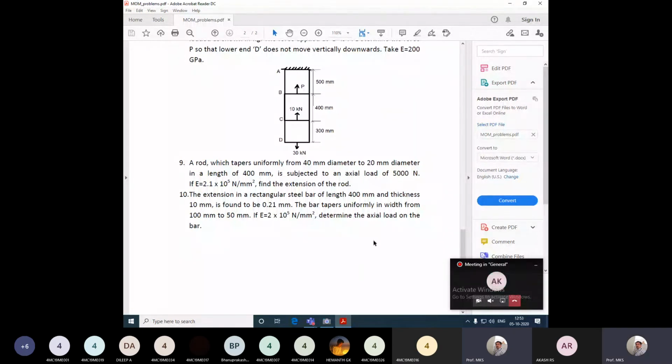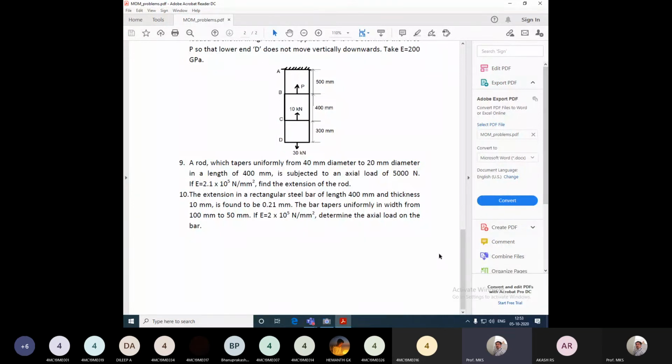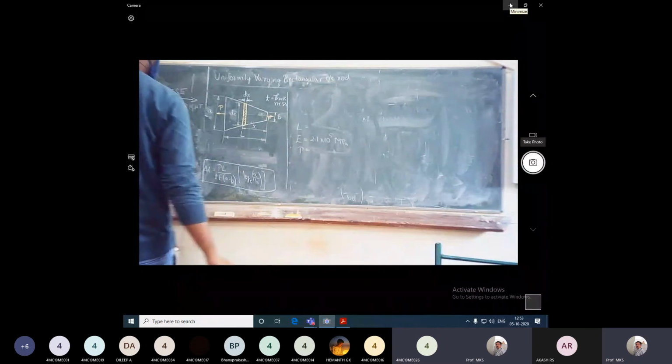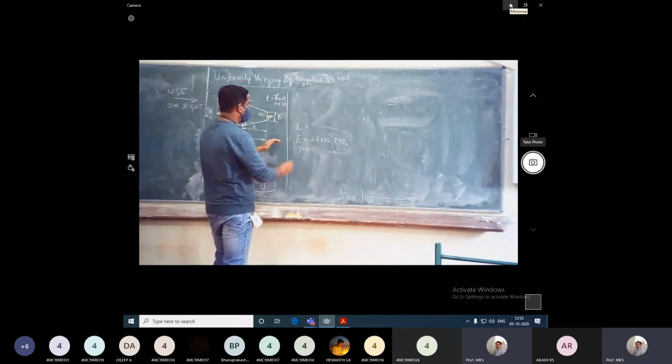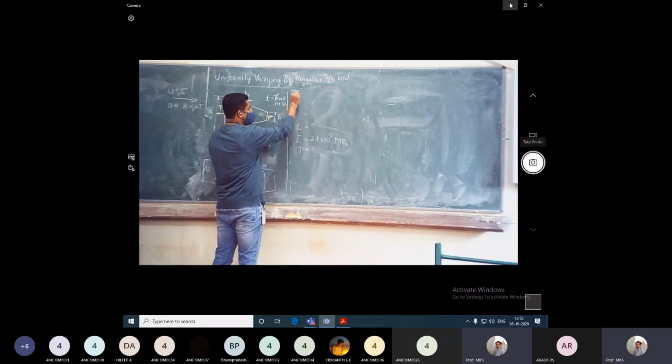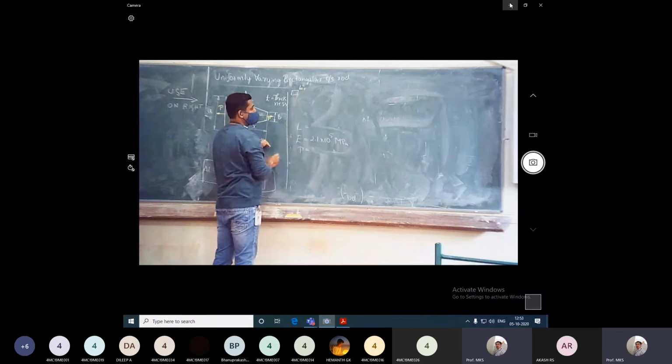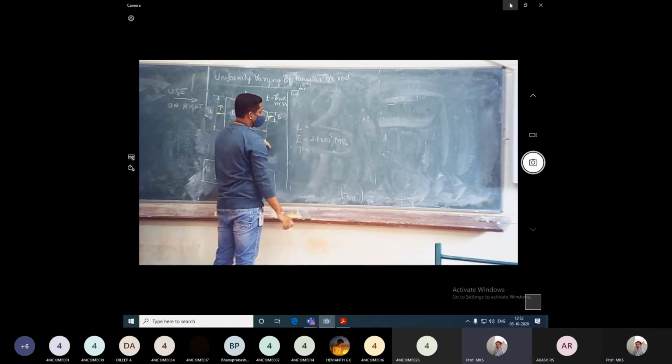Okay, finished, taken. Yes, sir. So it is the reverse of this, but it is a rectangular cross section bar. The bar cross section is rectangular. So what is given? Just read the problem. Someone, just read the problem.